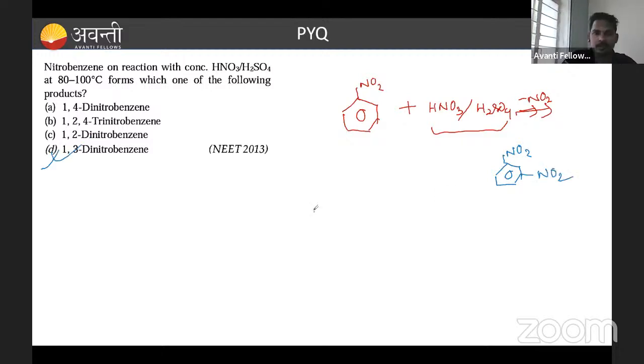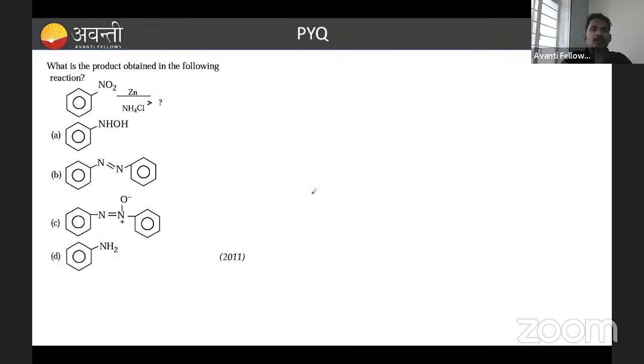Okay, so now do this one. After that we will stop there. So what is the product we will get? We do this with Zn, NH4Cl, then we will have this one, NHOH, one time reduction. This. Okay. So I hope you understood.